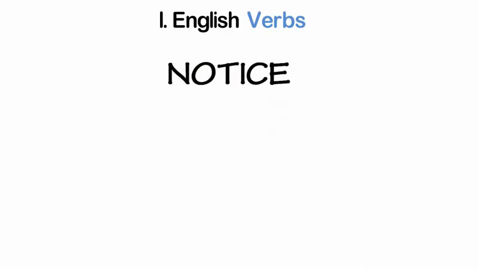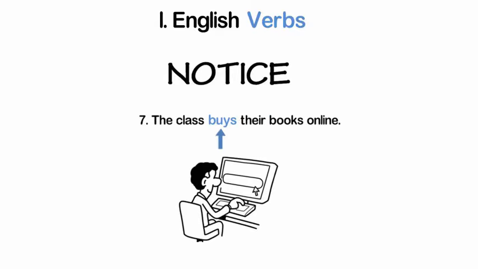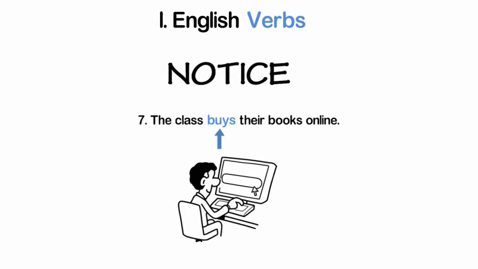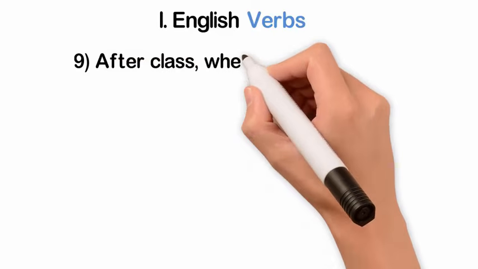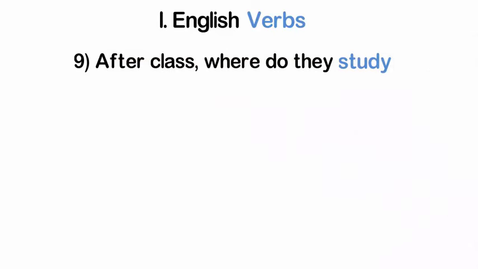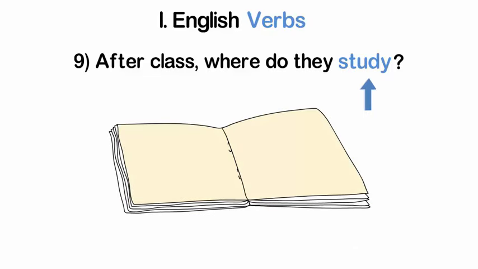You have probably noticed that in the examples we have seen so far, the verb in a sentence can usually be found somewhere in the beginning or towards the middle of the sentence. However, this is not always the case. Let's take a look at example 9. After class, where do you study? Notice that in this example we have a question, and here the verb, the action word study, can also be found at the end or toward the end of a question.